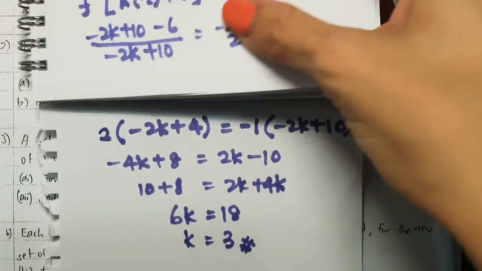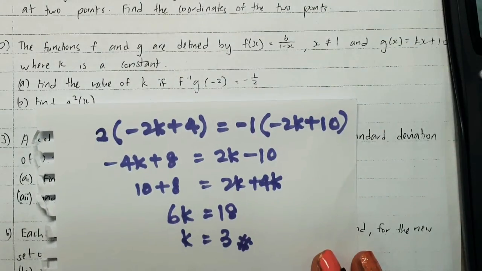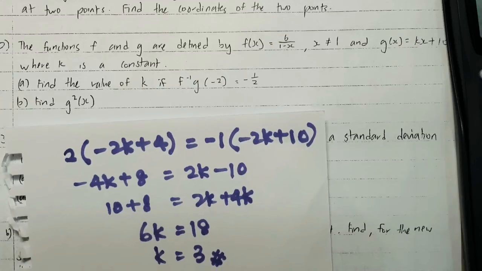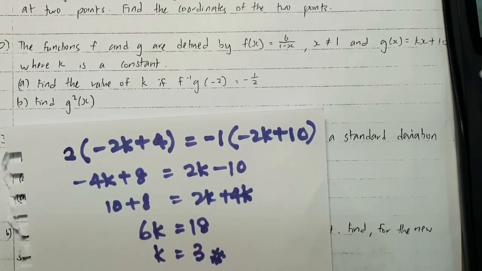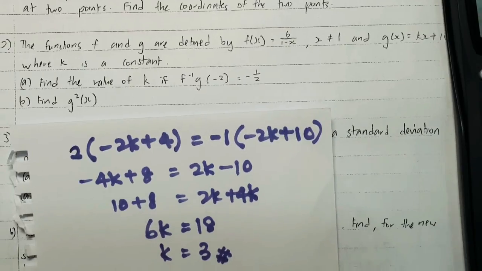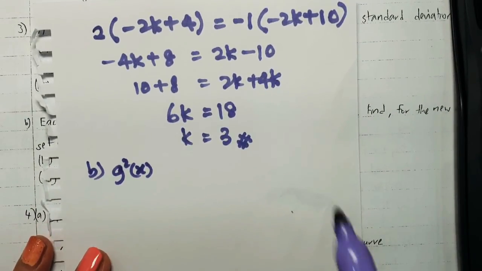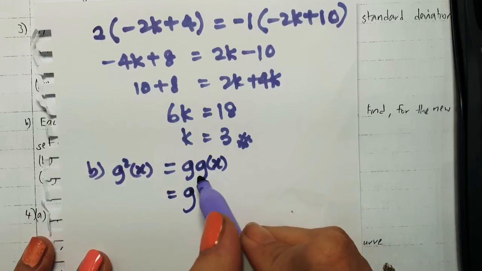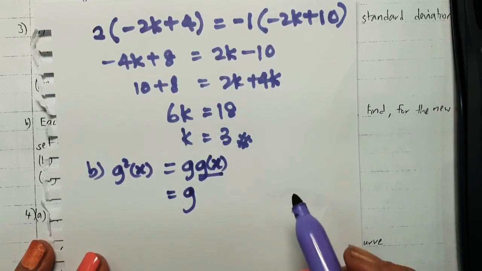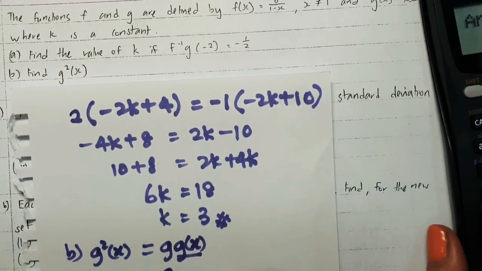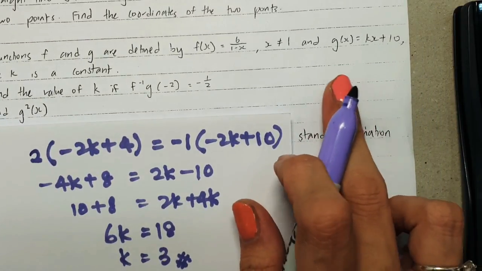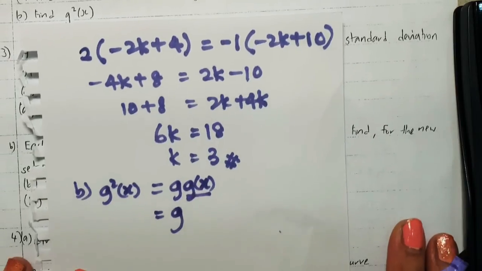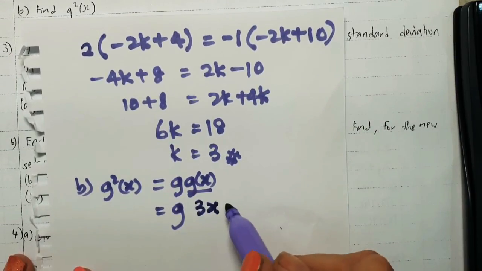Okay, then what is part B? Let's check it out. Part B, we already found k. For part B, we have to find g(g(x)). First, substitute with this first g. What does function g say? Function g is kx plus 10. Now with the k, we will have 3x plus 10. So g(x) is 3x plus 10.